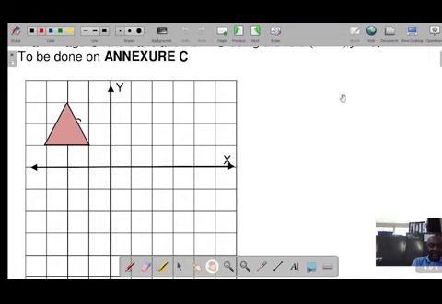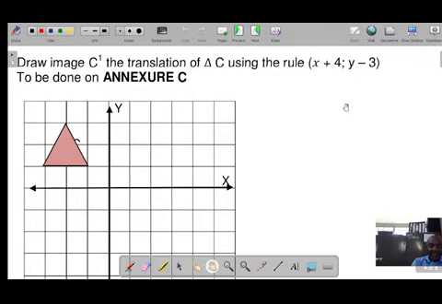Okay, so how do I do it here? I just follow the rule. What does the rule say? X plus 4, and then when you are done, you do y minus 3. So x plus 4 means that you're going to move 4 units to the right. What about x minus 4? It means 4 units to the left. What about y minus 3? It means 3 units down. What about y plus 3? It means 3 units up. Should I say that again? No, just replay the video.